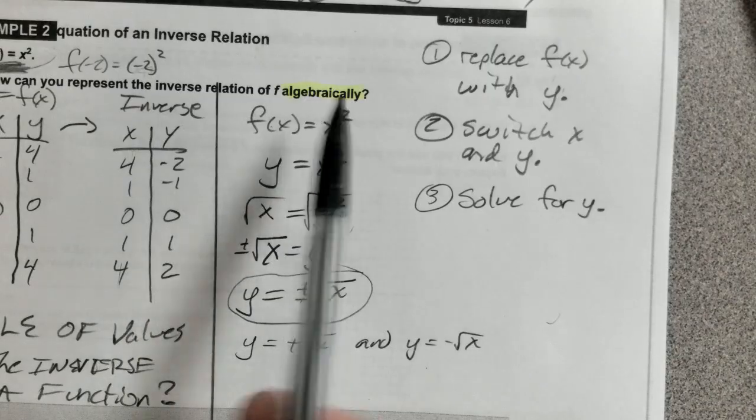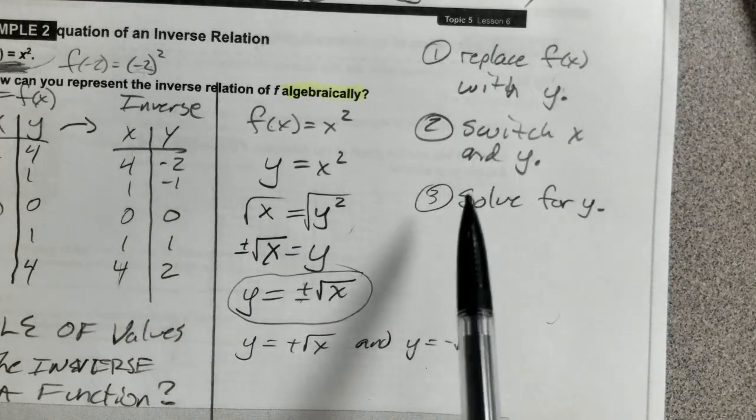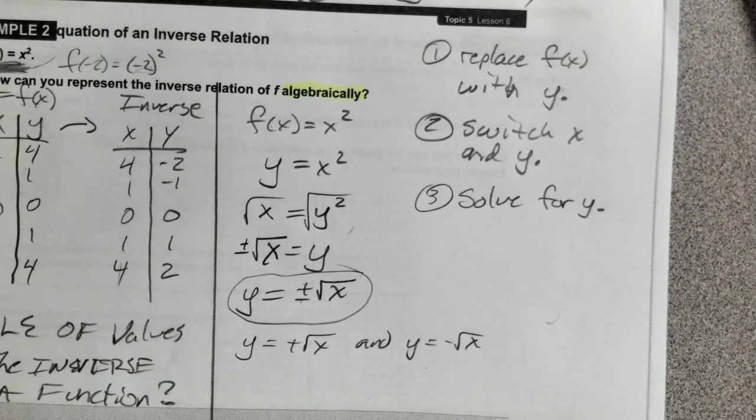All right, so that's how we find it algebraically. We're going to replace f of x with y, switch your x and y, and then solve for y. In this instance, we found that the inverse was not a function. All right, let's keep cruising. We already looked at those graphs, right? So we're going to skip that because we already saw those graphs. Let's try this again down here below.